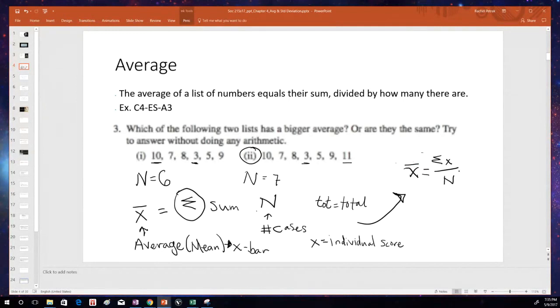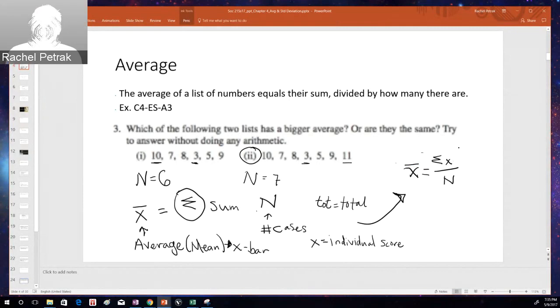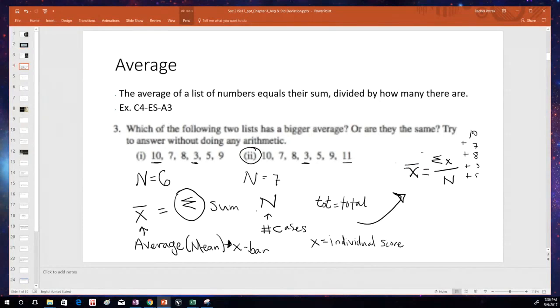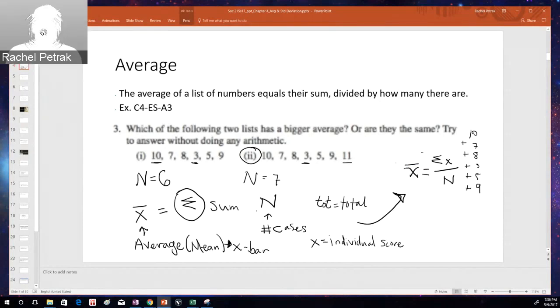Okay. And so what would that look like for one of these? It would mean adding 10 plus 7 plus 8 plus 3 plus 5 and finally plus 9. The sum of these, right, divided by N, which is 6. So that's just a mathematical breakdown. Some people find it helpful to see things in the symbolic format like that.